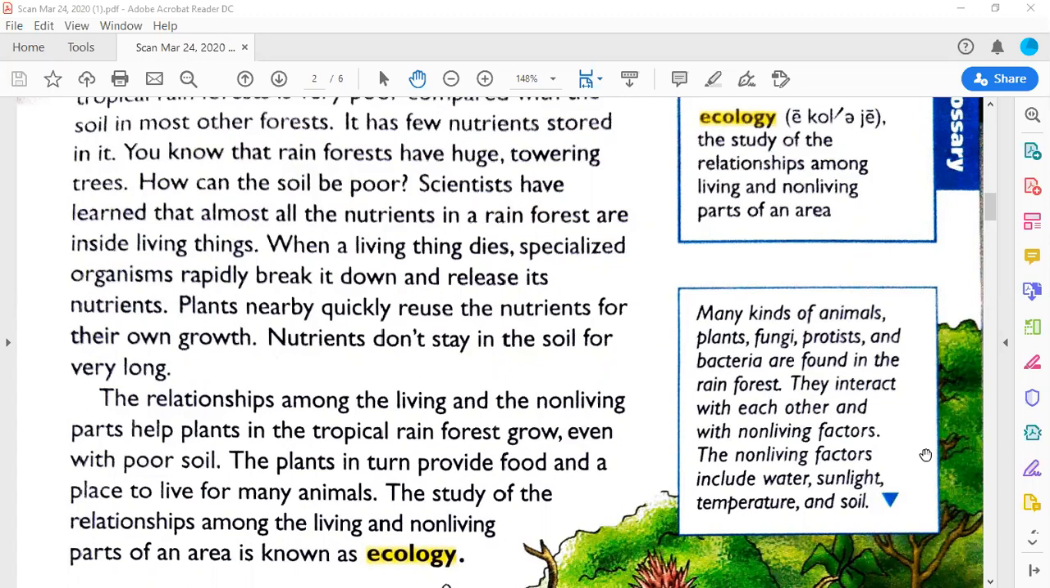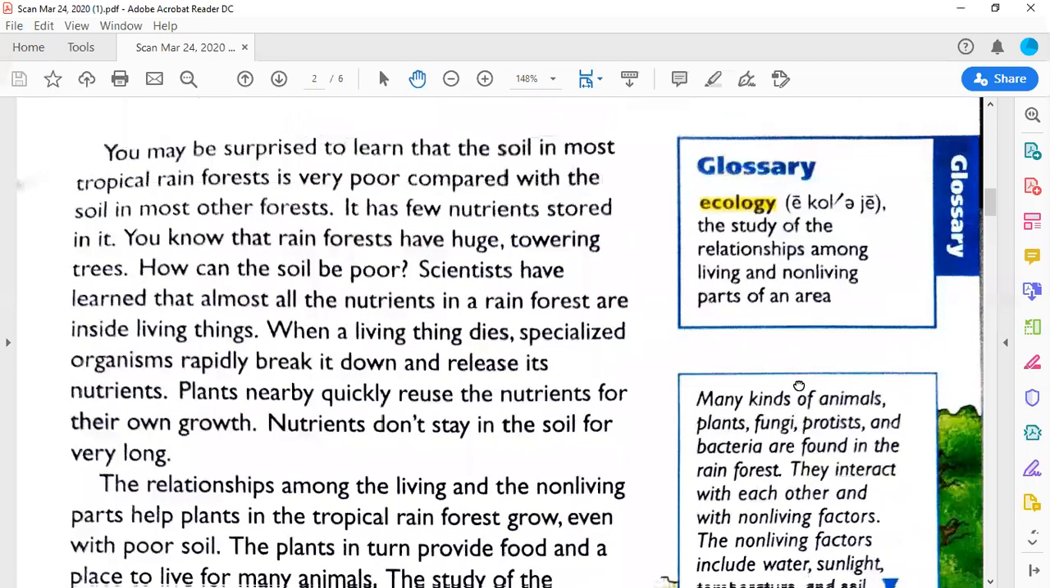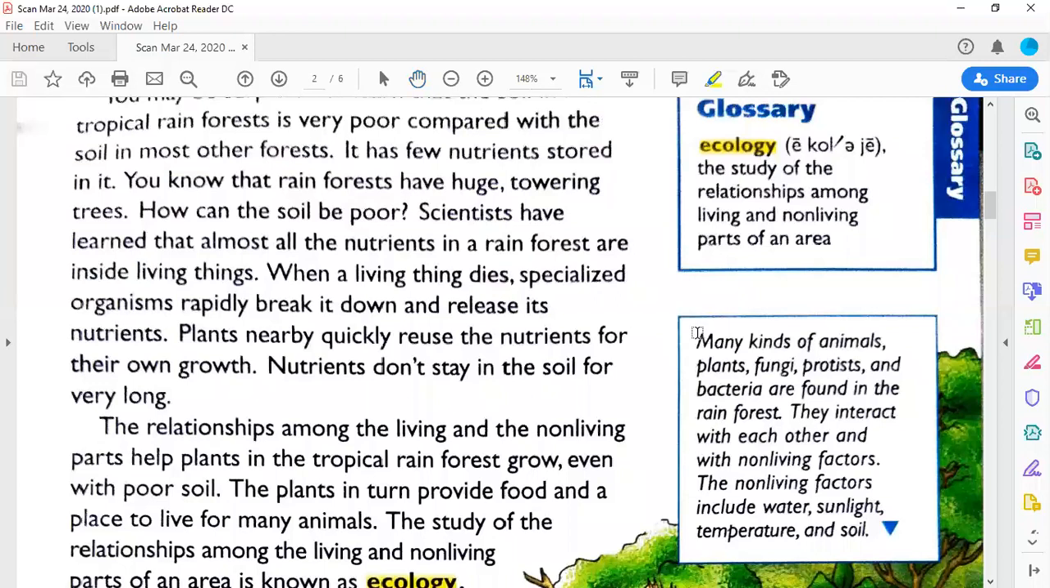There is something very important over here. It says, many kinds of animals, plants, fungi, protists, and bacteria are found in the rainforest. They interact with each other and with non-living factors. The non-living factors include water, sunlight, temperature, and soil. Okay. All right, let's move forward.